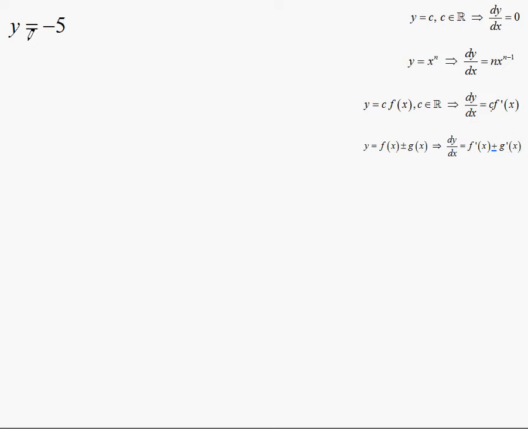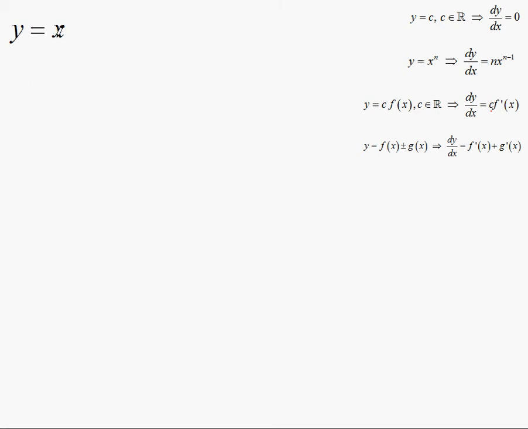So the first example we have here is y equals -5. That's a constant. So using the first rule here, we know the derivative is 0. And that's all we're doing there. The next example, y equals x cubed. So we're going to use this rule here. The derivative is 3x squared. 3 comes down, 3 minus 1 is 2. So that's that rule. There's our derivative.